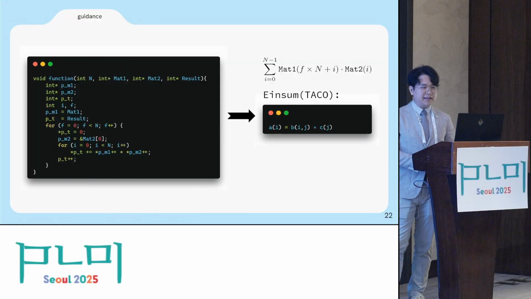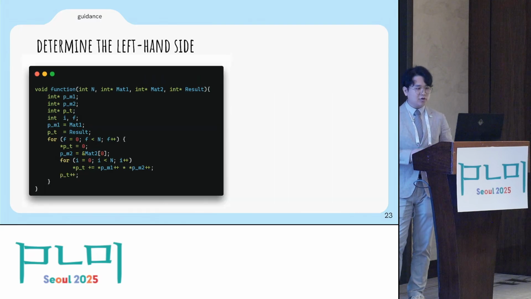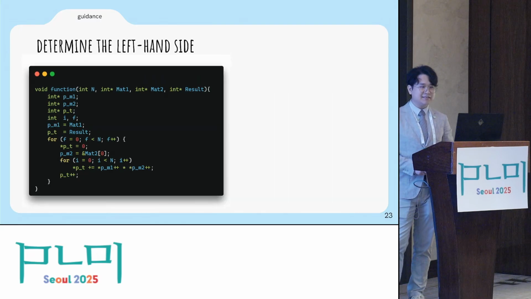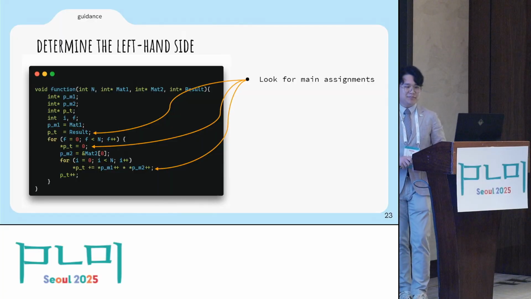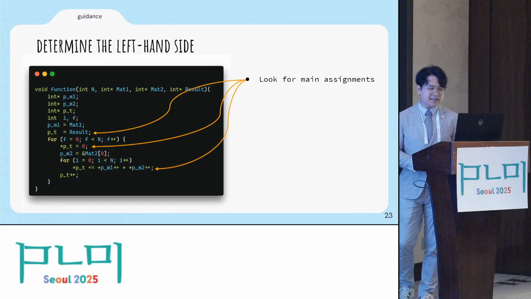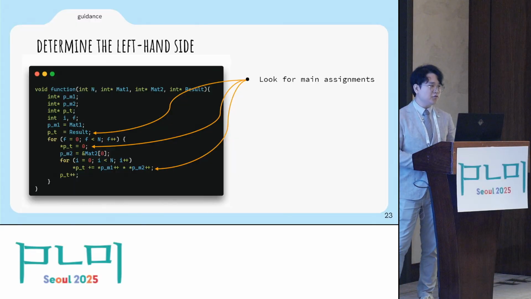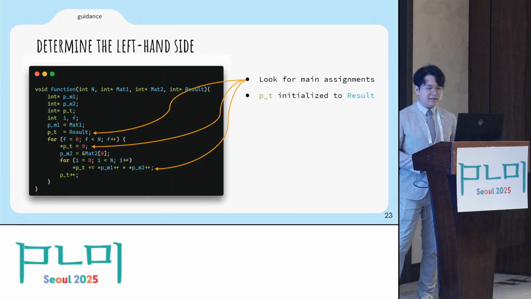For the left-hand side, we need to determine this one, AI. So how do we determine the left-hand side tensor? First, we look for main assignment. What are the main assignments for this input example? These three lines are the main assignments because only PT increases in those for loops. And PT is initialized to result.